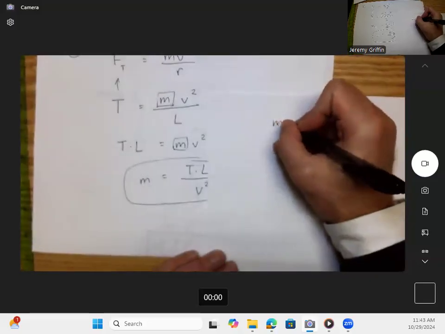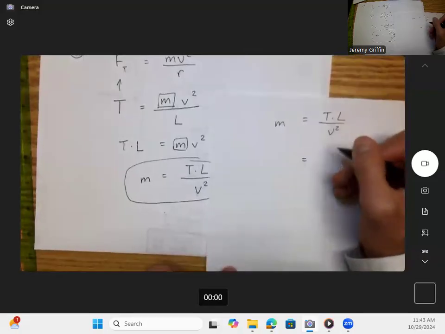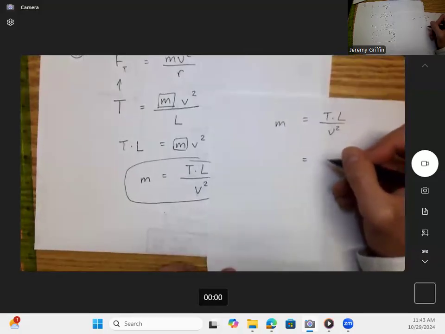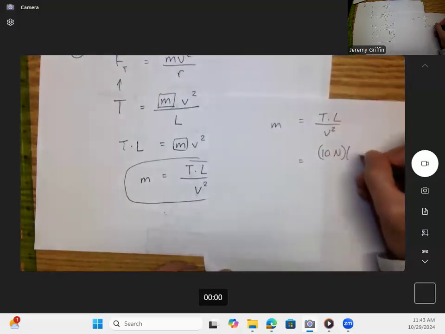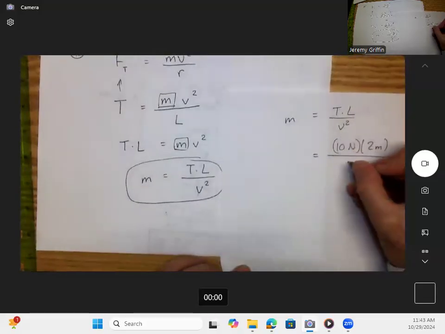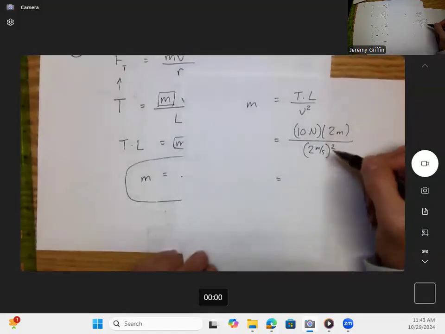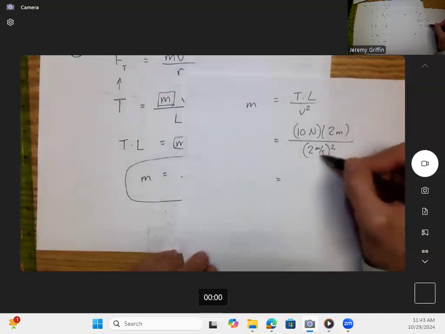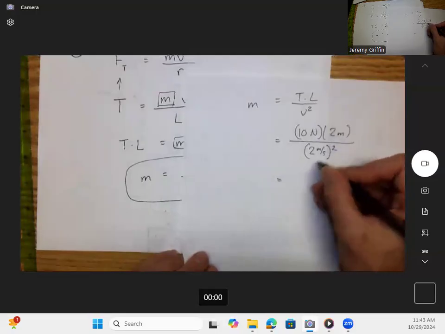So I'm saying mass is equal to tension times length divided by v squared. Okay. Let's do it. They said the tension is 10 newtons, so I'll plug in 10 newtons for the tension. They said the length is 2 meters. Plug in 2 meters for the length. And they said the speed is 2 meters per second. Okay. We got to square that down here. Let's see, what does this come out to? Guys, what's 2 squared? 4. What's in the numerator? What's 10 times 2?